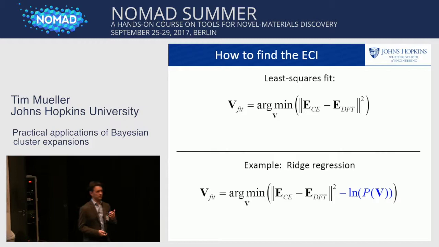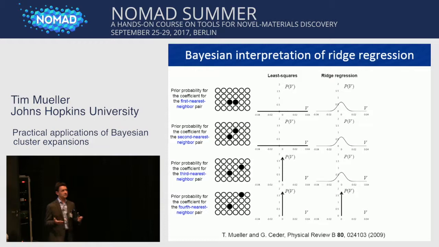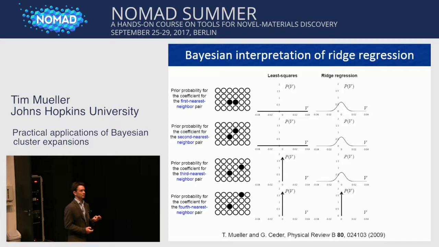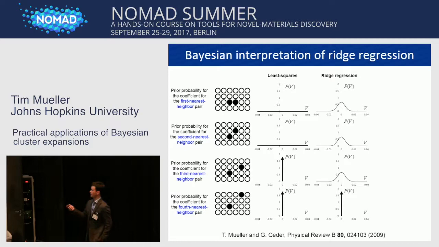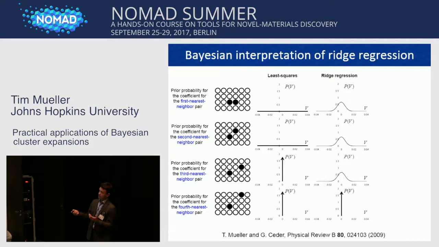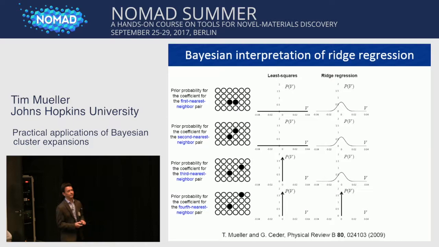They are all Gaussian, and they all have the same width, up until the point where you've decided to truncate your cluster expansion. Here I've included everything up to the third nearest neighbor, and I've gotten rid of the fourth nearest neighbor, so that's a delta function. This is already better, because at least now we can set an expected order of magnitude for how large we think the ECI are going to be. But it's still not ideal, right? Because what we're saying here is that we expect the magnitude of this ECI for a nearest neighbor pair to be really the same as the magnitude for this ECI for a third nearest neighbor pair. And that's just not physically correct.